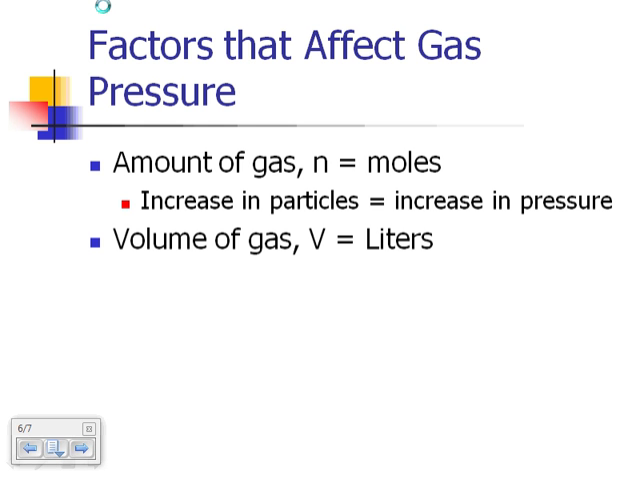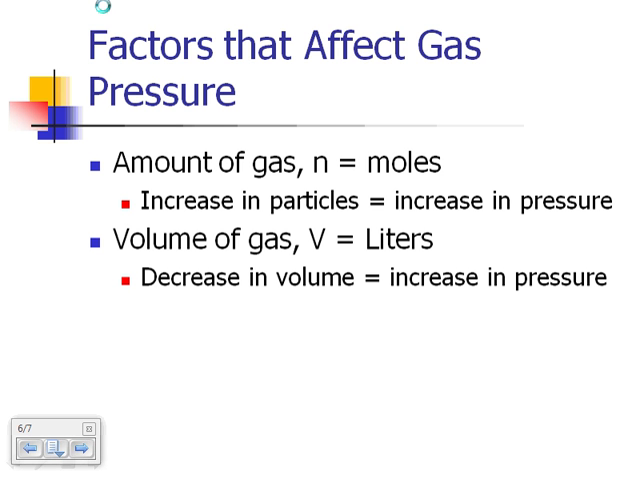Volume. If you change the volume of the gas, you will change the pressure. Volume needs to be in liters, capital L. A lot of our things are going to be in milliliters because that's what our graduated cylinders read. So liters for the ideal gas law, we'll have to have. Some of the other gas laws we can use milliliters, but for the ideal gas law later on, we'll need to have liters. If you decrease the volume, you'll increase the pressure.